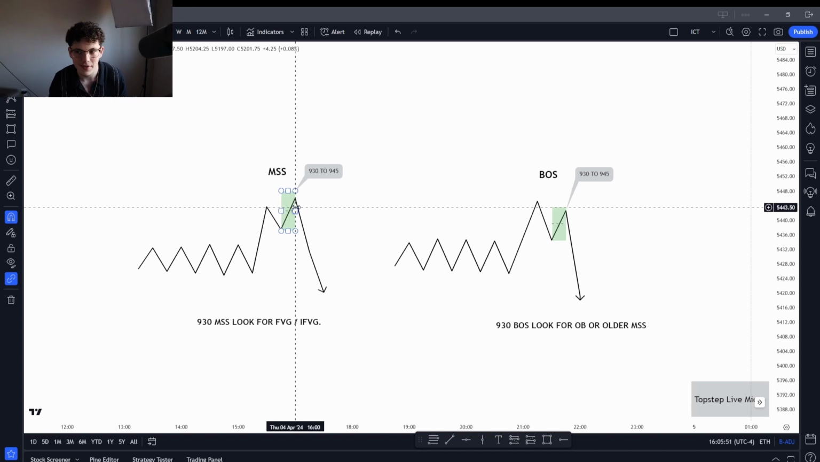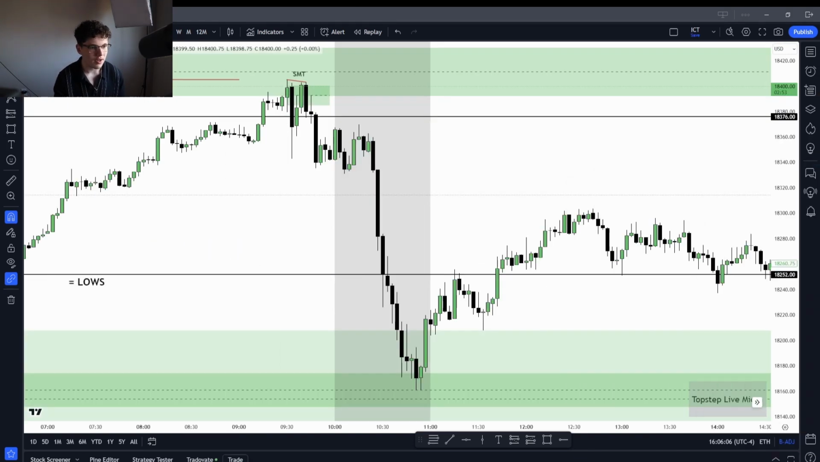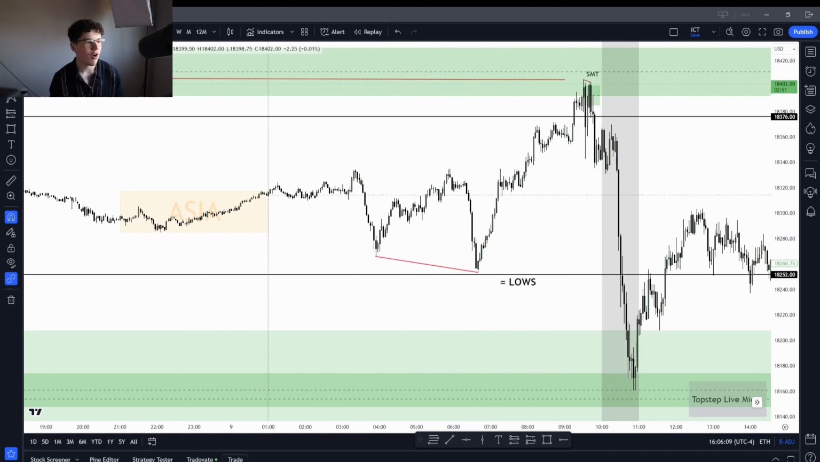It's my favorite. I like market structure shifts way more than break of structure, but both work. Again, I'm going to jump into something that is very important to finding direction at 9:30, because if you are just blinded by direction, you don't have a bias going into 9:30, you could have taken many wrong trades here.